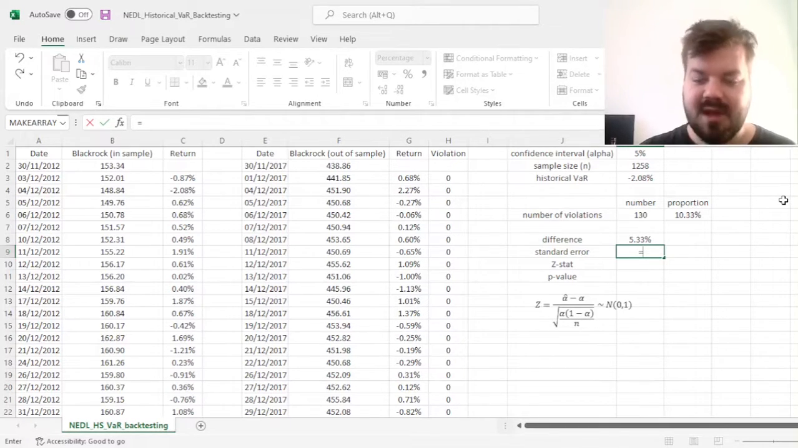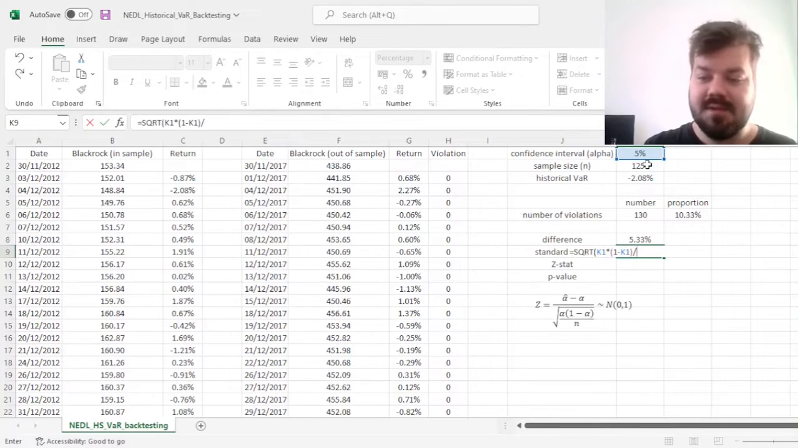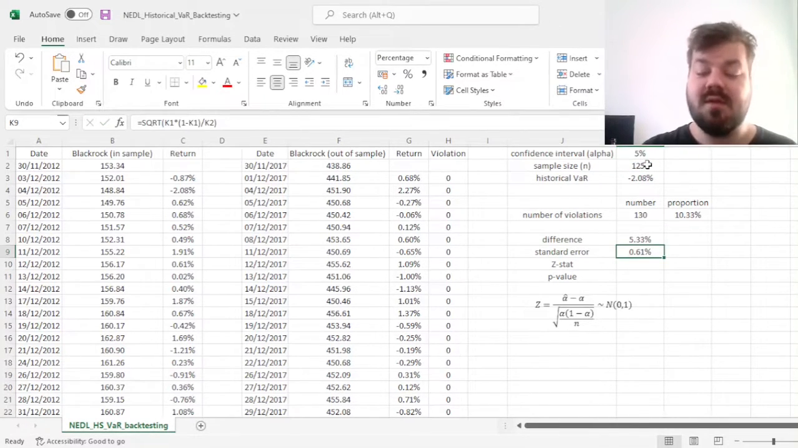video on, and we also applied the standard coverage test in a very similar fashion to parametric VaR over here. And this particular standard error calculation is inspired by the binomial distribution. So we can calculate the square root of our theoretical proportion of violations, alpha, times 1 minus alpha, divided by the sample size. And we see that on average, we would expect our proportion of violations to deviate from 5% by only 61 basis points, 0.61%.